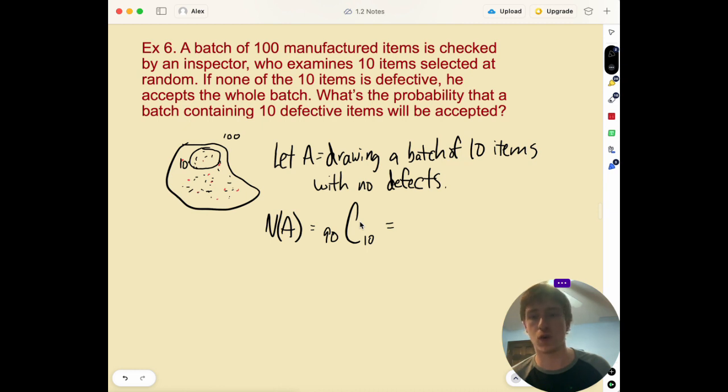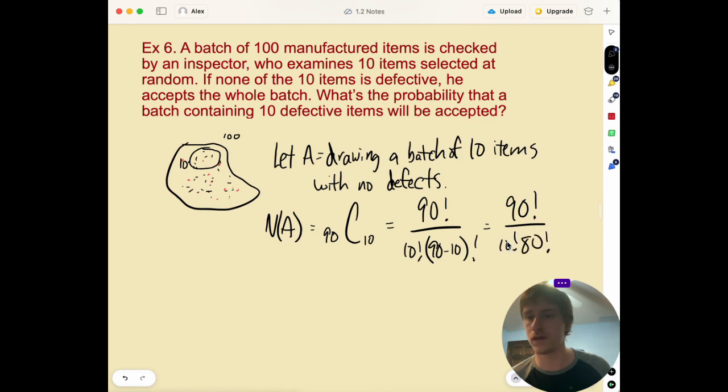Well, according to Theorem 1.3, this is just 90 factorial divided by 10 factorial times 90 minus 10 factorial. Okay, which is just 90 factorial divided by 10 factorial, 80 factorial. Okay, and this is by Theorem 1.3.